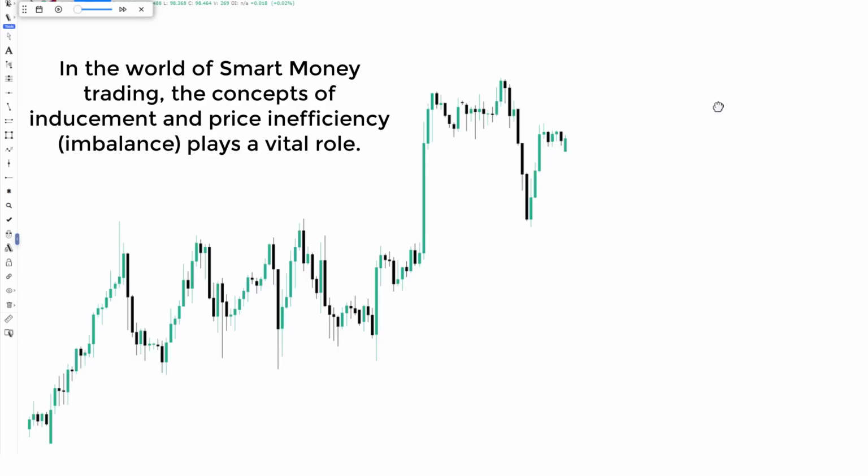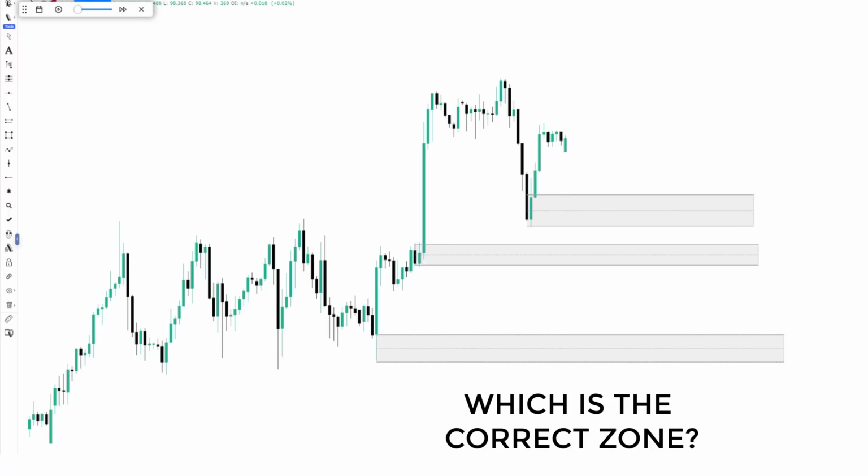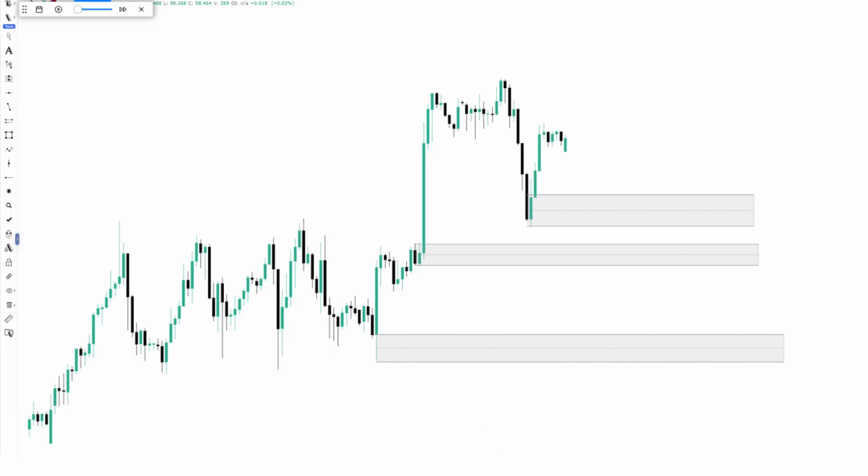In the world of smart money trading, the concept of inducement and price inefficiency, which is imbalance, plays a vital role. Have you been in a situation where you have multiple points of interest and you don't know the particular one to trade from? Yes, it happens in the market where you have a lot of other blocks to trade from, and at this point you're confused.